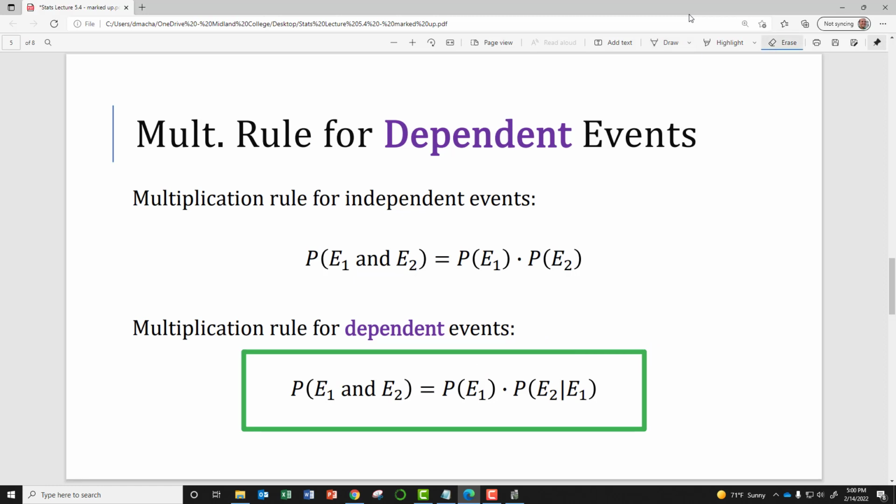And so that's why you see the conditional probability appear when, for independent events, that conditional probability simplifies to just being the probability of event 2 occurring. Well, now we have to worry about that conditional probability.